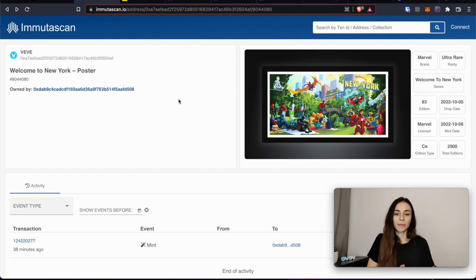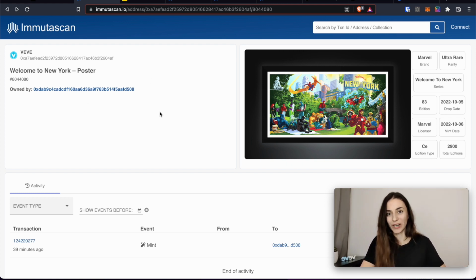As we see, this poster was minted by this wallet, and we have no idea who that is. We don't know who that is on Twitter or which Veve user this wallet belongs to, so it's quite anonymous. However, there will be ways to map a certain Veve wallet address to a certain user. So let's go over a few ways people might find out who this wallet belongs to.